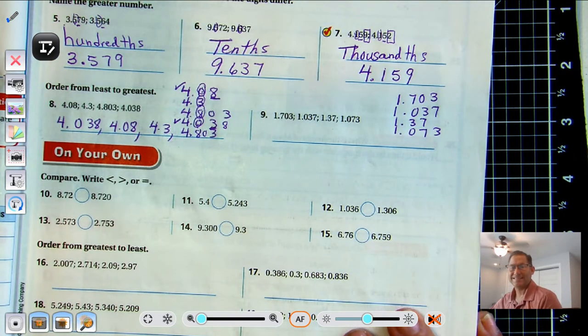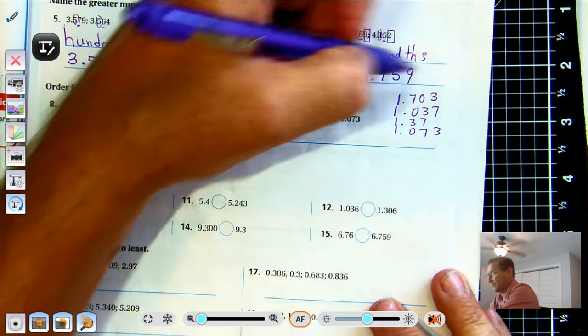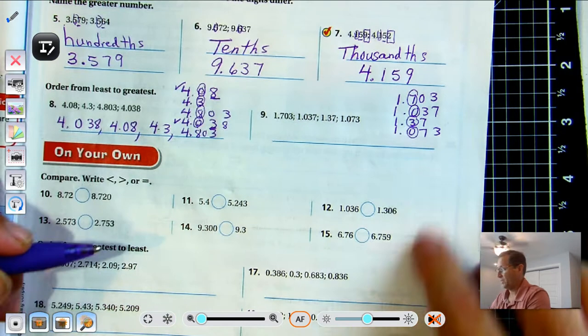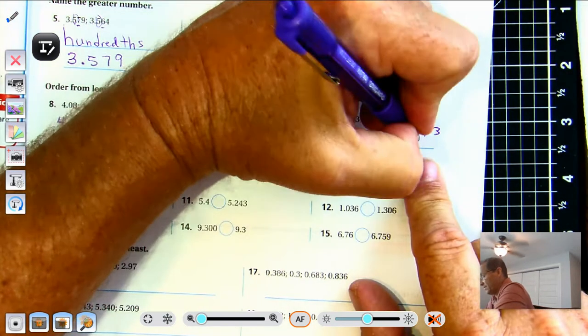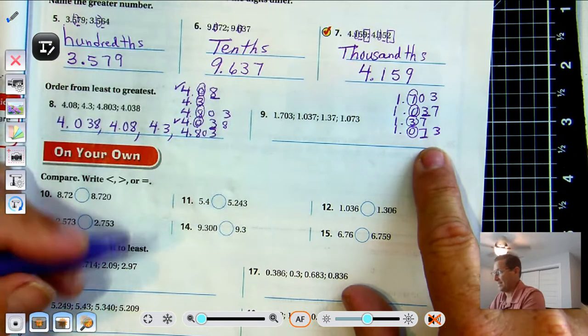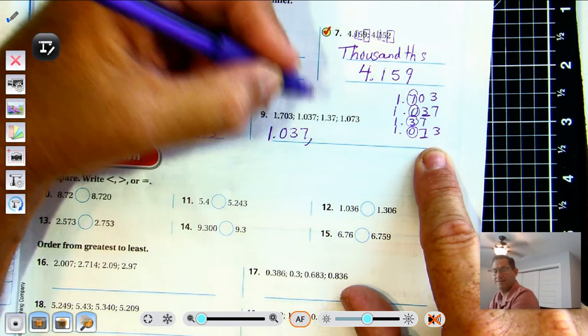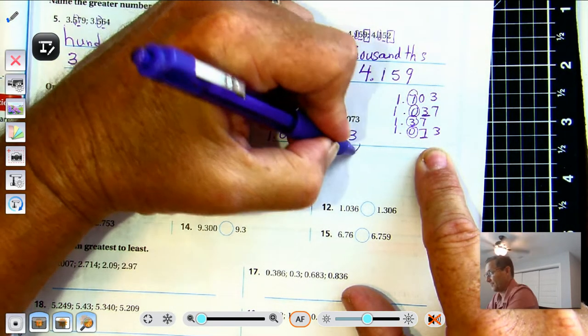We want to find the least value. The ones are the same. That doesn't help any. 7030. So the 2 zeros are the smallest numbers. Let's go to the hundredths. 3 is less than 7. So our smallest value is 1.037. The next smallest is 1.073.